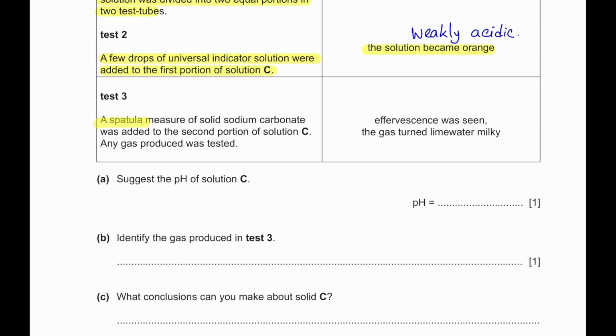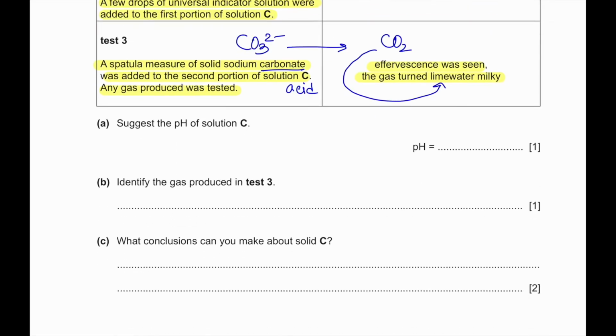A spatula measure of solid sodium carbonate was added to the second portion of solution C. Any gas produced was tested. Effervescence was seen. The gas turned lime water milky. So whenever carbonate ions are added to an acid, it produces carbon dioxide. So definitely solution C was an acid, that we can conclude, which produced the CO2 gas, and that CO2 gas turned the lime water milky.